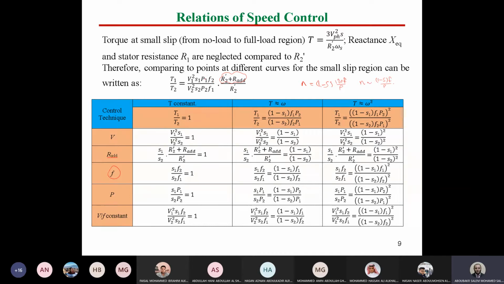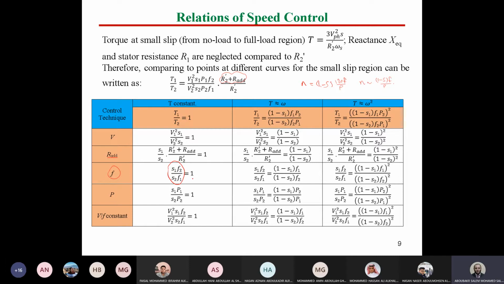Okay, so we will remove P, sorry, not F, we are going to make frequency control, so we'll keep F. We will remove V, we will remove R. So the relation of the machine now will be only S1F2 over S2F1, as you can see here, which is the relation of T1 over T2. So this now represents the machine. What about the load? Here, in this case, torque load is constant, so we can say this relation is equal to 1.